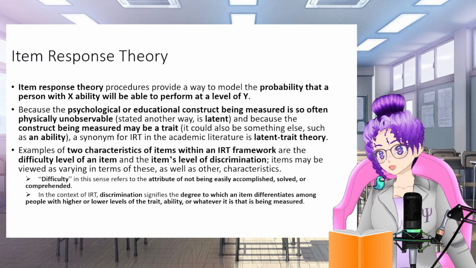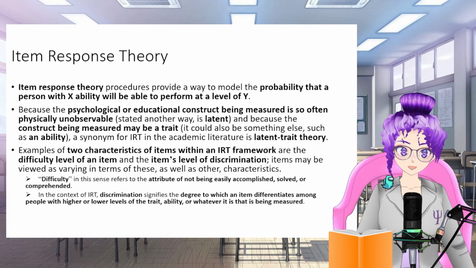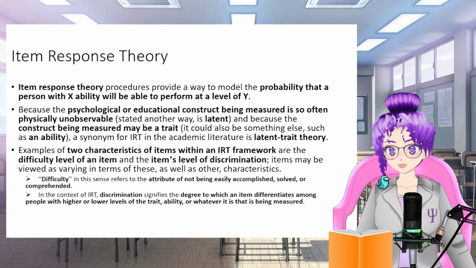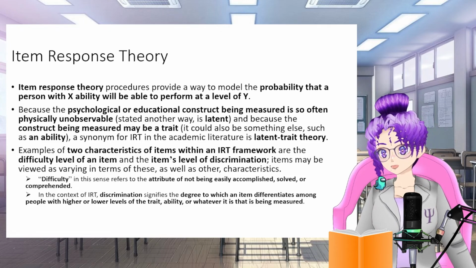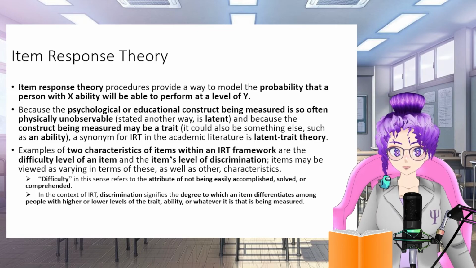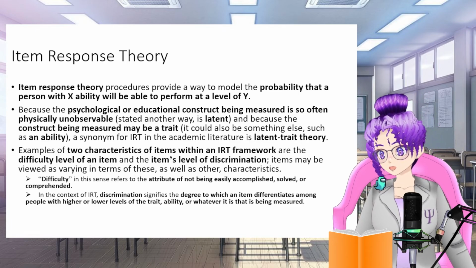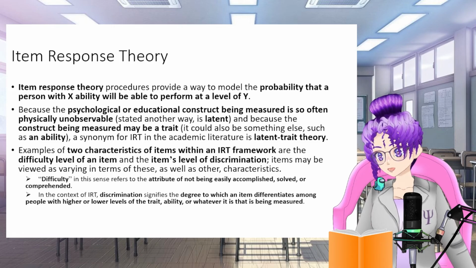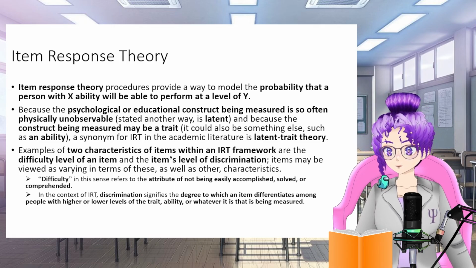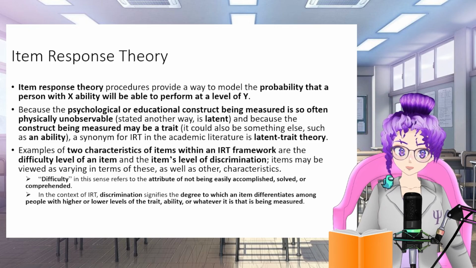Examples of two characteristics of items within the IRT framework are the difficulty of an item and the item's level of discrimination. Items may be viewed as varying in terms of these as well as other characteristics. Difficulty, in this sense, refers to the attribute of not being easily accomplished, solved, or comprehended. And in the context of IRT, discrimination signifies the degree to which an item differentiates among people with higher or lower levels of the trait, ability, or whatever it is that is being measured.